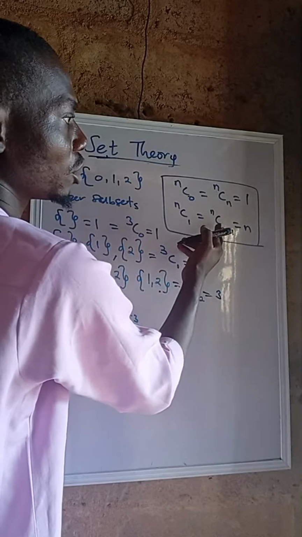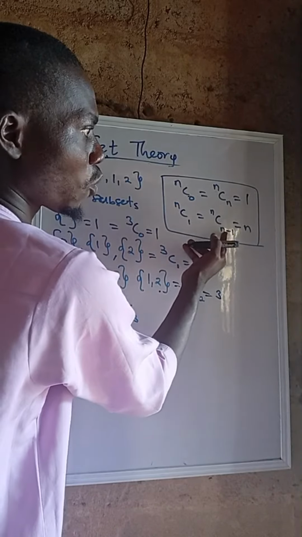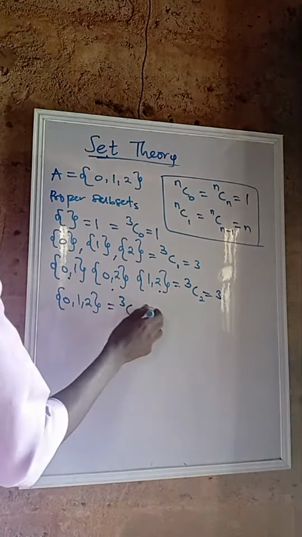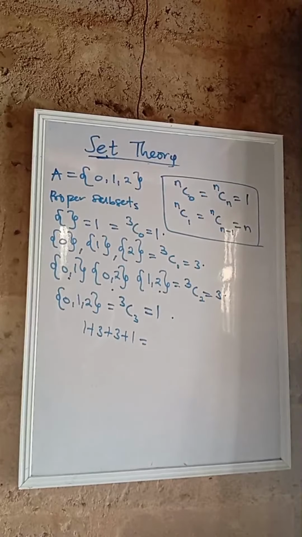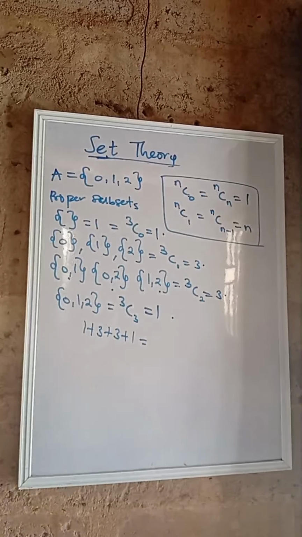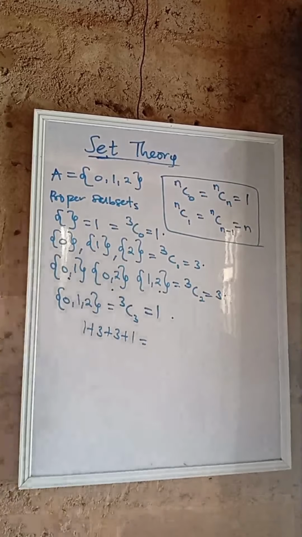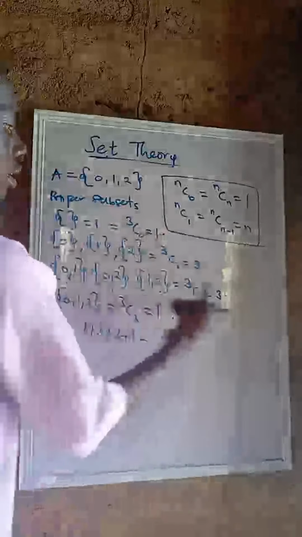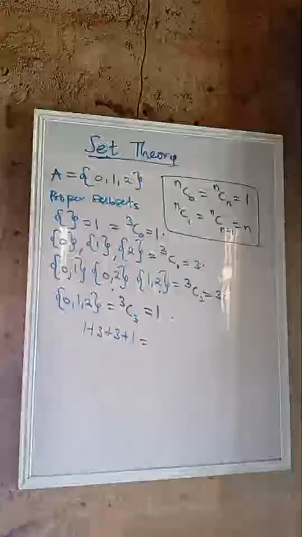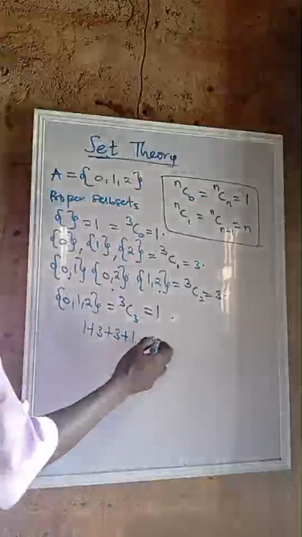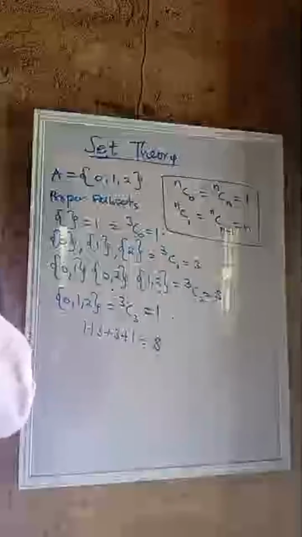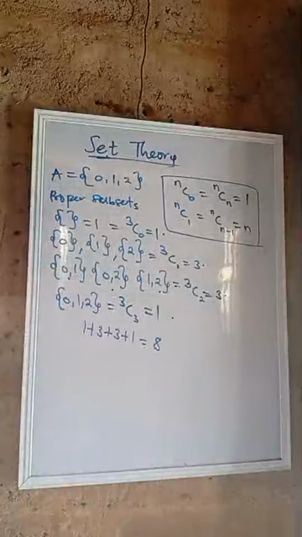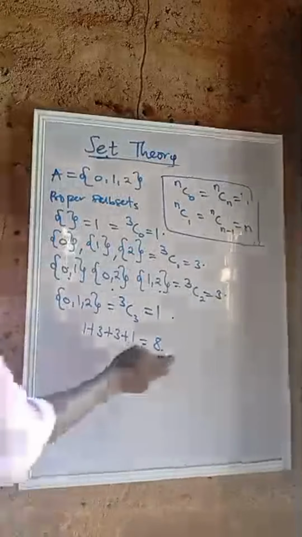The value combination 1 will be n, and the value combination 1 less of the value is also n. Okay, so this one here. I'm sorry for the disconnection. So this is 1, this is 3, this is 3, and this is 1. So all together we have 8.